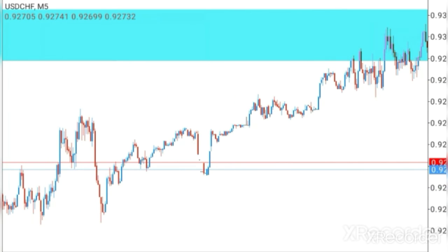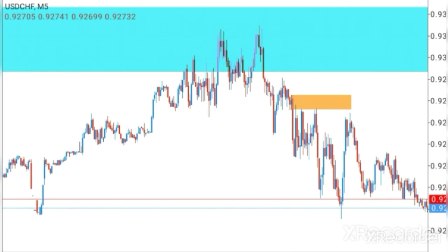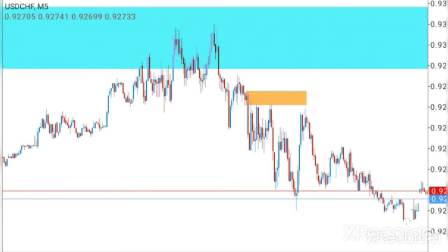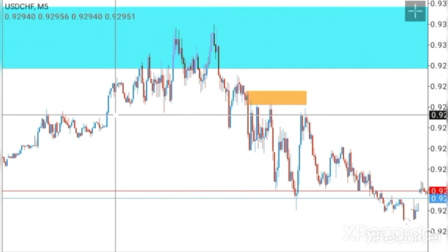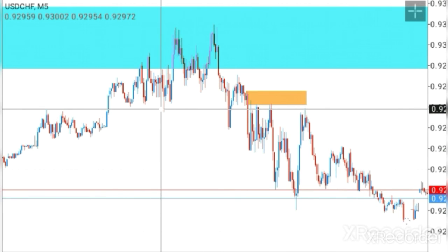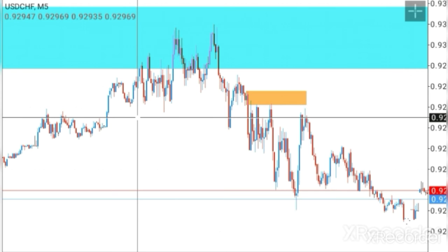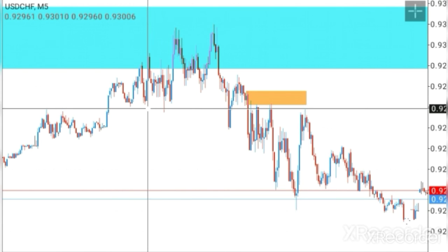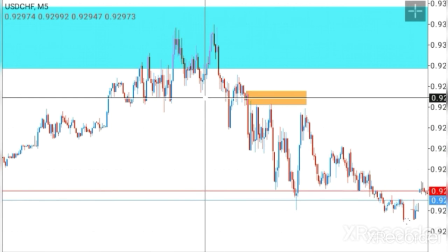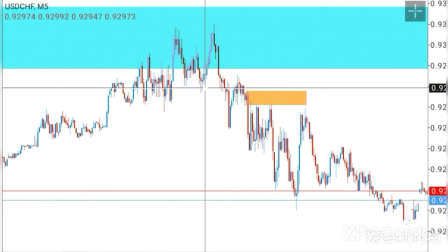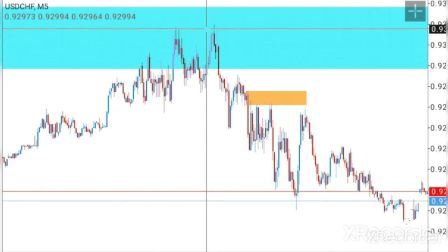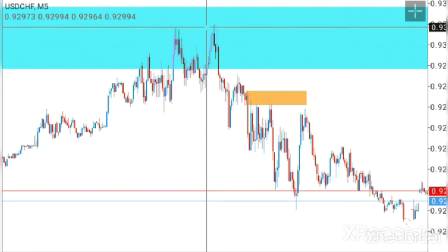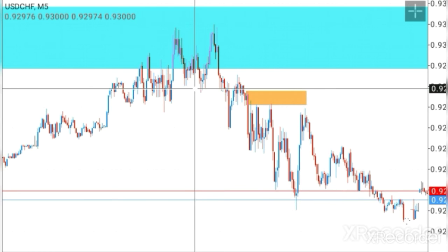Now, this is your 4-hour OB. The light blue box is your 4-hour OB. Now look at what happens. I told you when price comes to your 4-hour OB, begin to read the structure. That's why I said you must be good at reading market structure. Look at it. Price made a higher low here and made a higher high here, or relatively equal, but I think it is a higher high. So this is your higher low here.